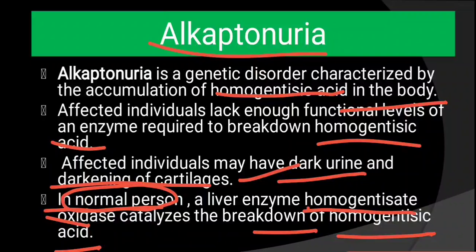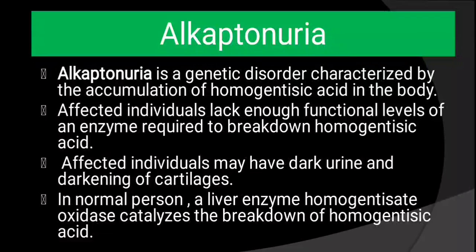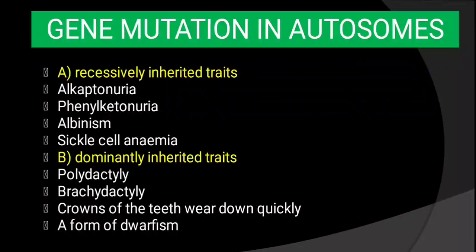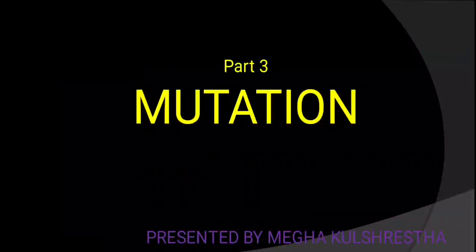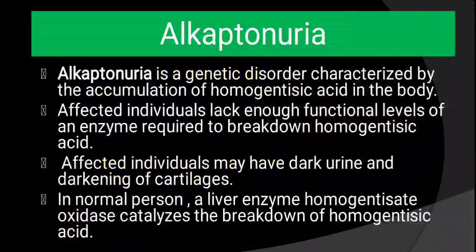So in the normal person, homogentisic acid gets broken down, whereas in the alkaptonuric person, homogentisic acid cannot be broken down. It accumulates in the body, which causes the disease called alkaptonuria. Is it clear? Learn the acid name. Which acid is there? The acid is homogentisic acid.